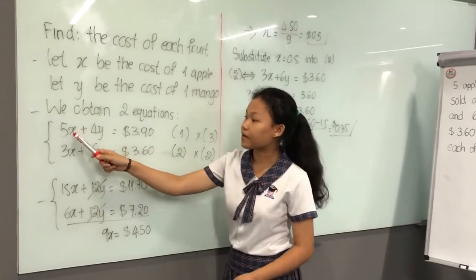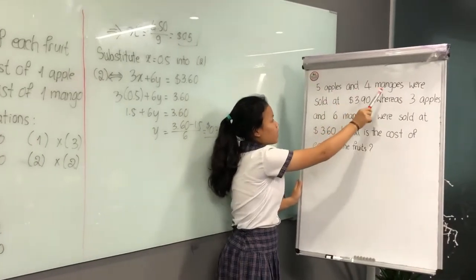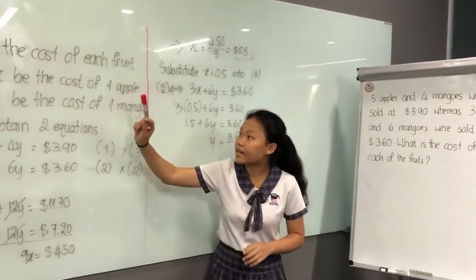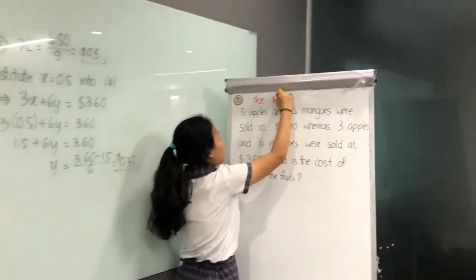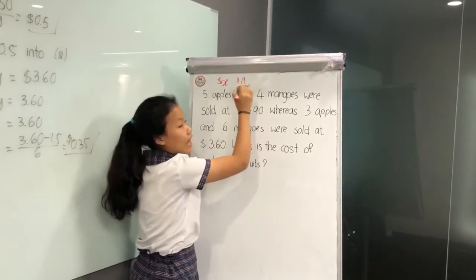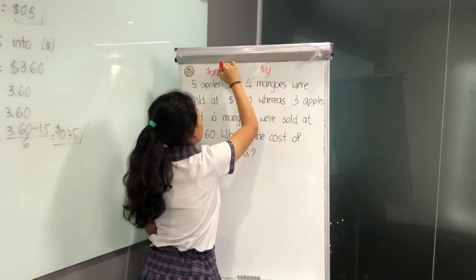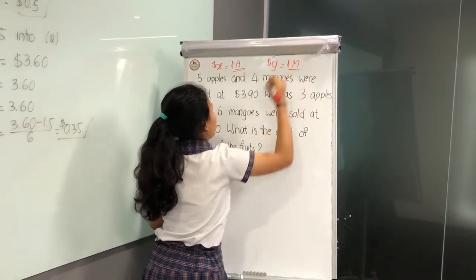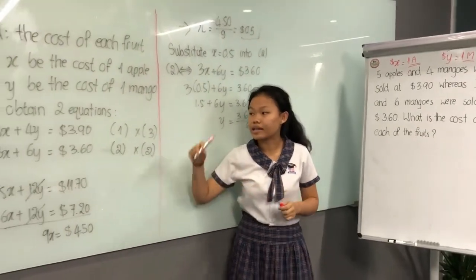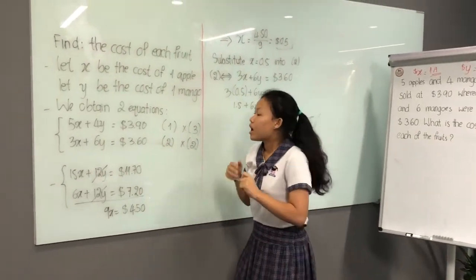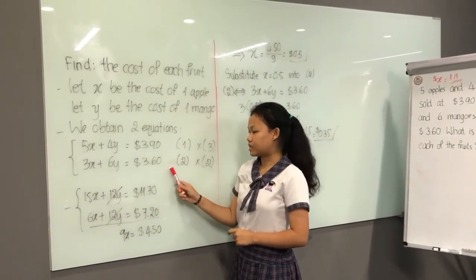The reason I take 5x plus 4y is because it told us that 5 apples and 4 mangoes, while I let x be the cost of 1 apple. I use A as a symbol for apples, and I let y be the cost of 1 mango. That's why I obtain 5x plus 4y, and it's the same with the second equation too. And also I label this as the first equation, and this one is the second equation.